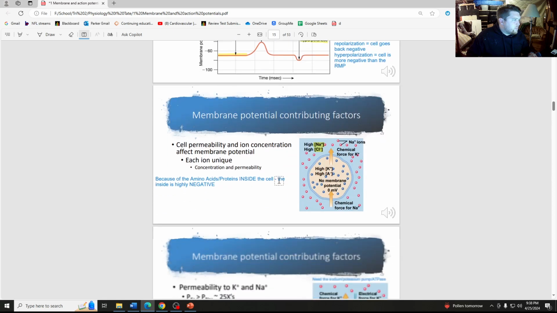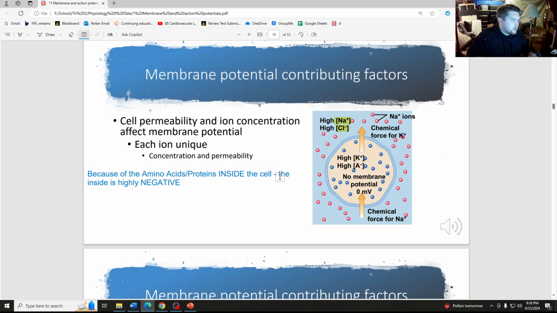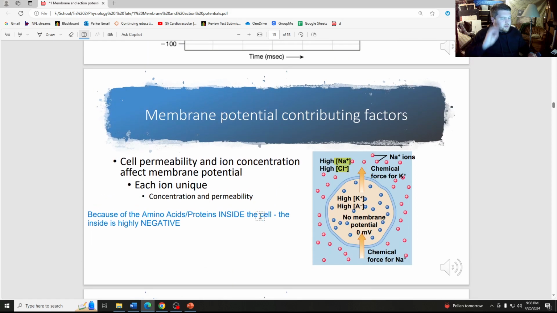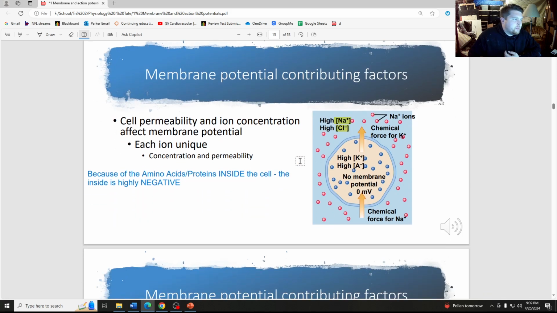Again, we're going to jump back into this a lot when we talk about membrane potential as well. Like I said, we're going to loop a little bit to get through everything.